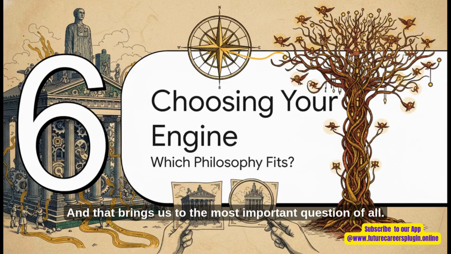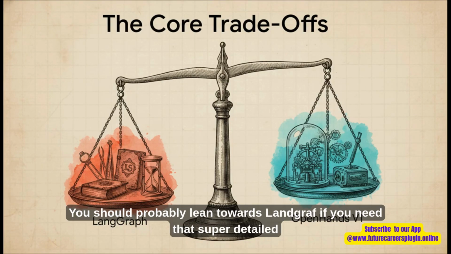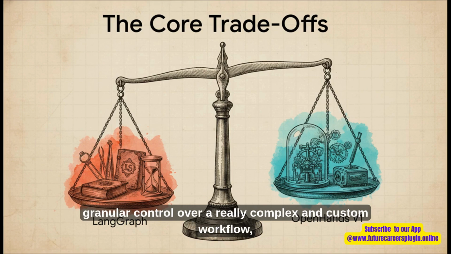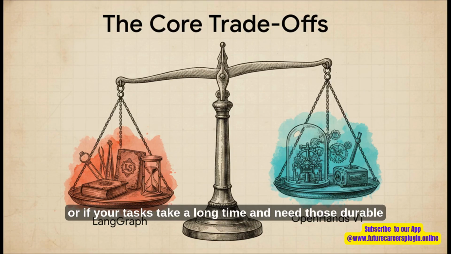And that brings us to the most important question of all. Look, the goal here isn't to say one of these is better. The goal is to figure out which of these philosophies is the right tool for the job you're trying to do. So let's just boil it all down. Here's your cheat sheet. You should probably lean towards LangGraph if you need that super detailed, granular control over a really complex and custom workflow, or if you're already all in on the LangChain and LangSmith world, or if your tasks take a long time and need those durable checkpoints.